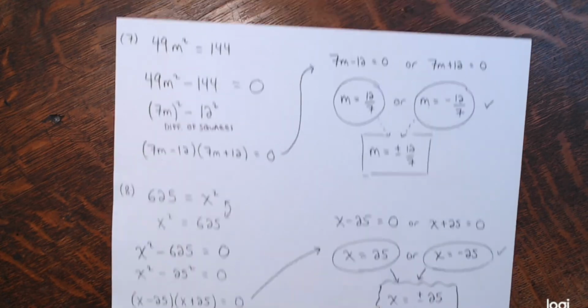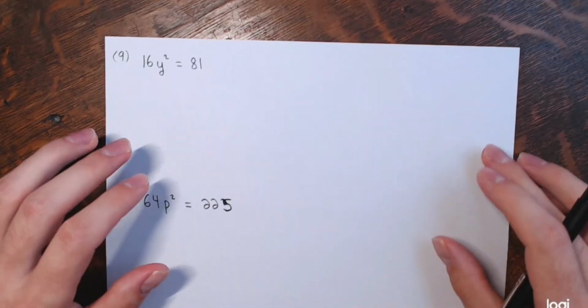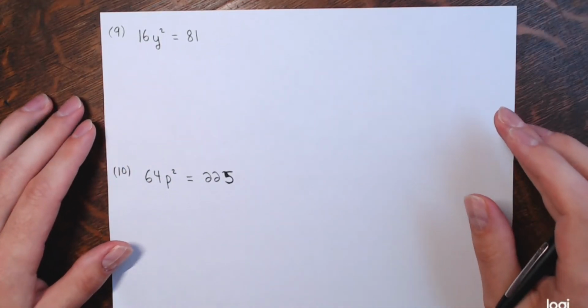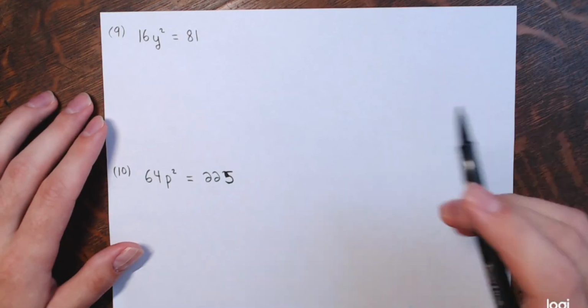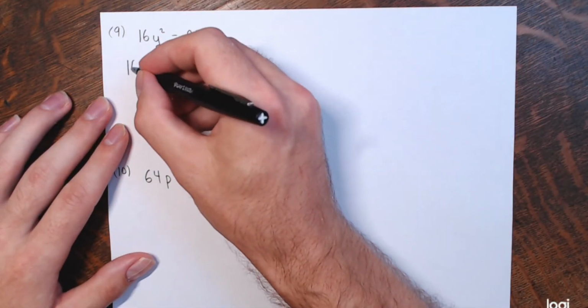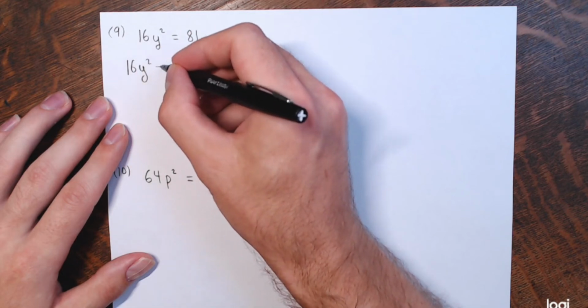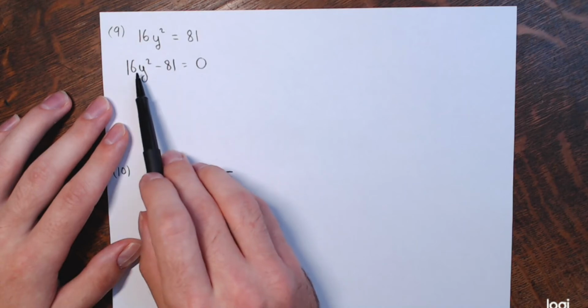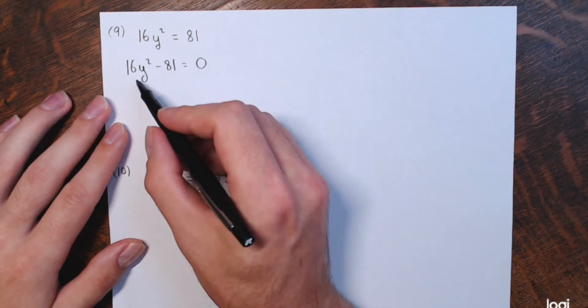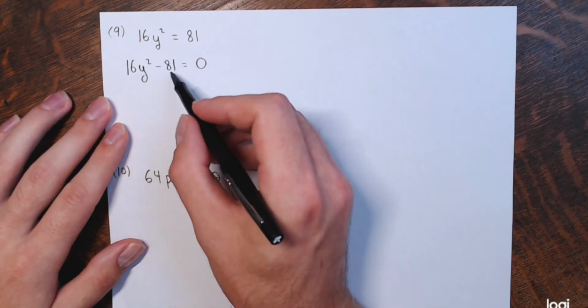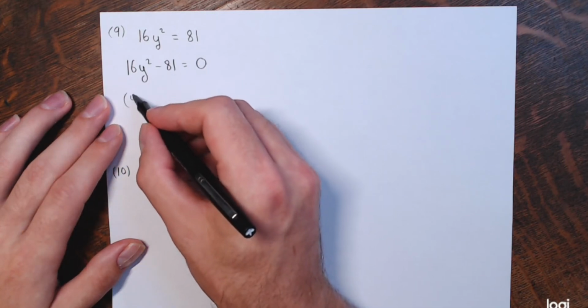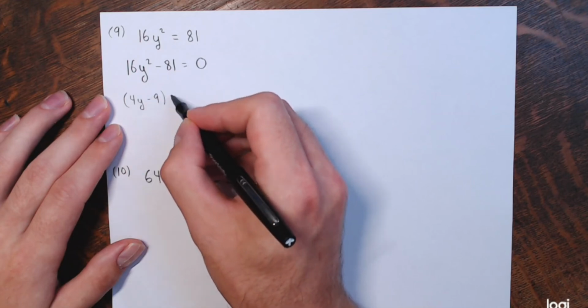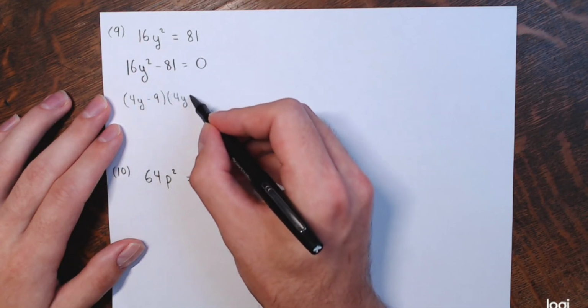All right, let's keep going. Example 9. Same setup, all right? Doing the same stuff. I'm going to subtract 81 to get everything to one side, 0 on the other. Again, I have a difference of squares. This is 4y times 4y. This is 9 times 9. So this will factor to 4y minus 9 times 4y plus 9, right?